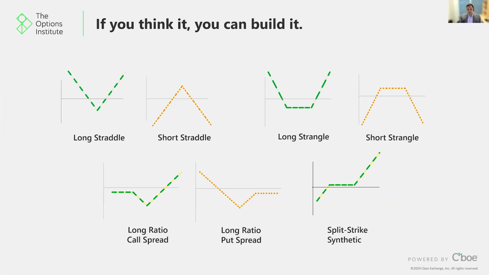There's many different strategies that exist in the options world, some more complex than others. We've shown here a long straddle, a short straddle, a long strangle, short strangle. We've shown ratio spreads. There's iron condors and butterflies. I've even heard the term jade dragon thrown around. So there's many different terms. You don't necessarily need to know all the terms.